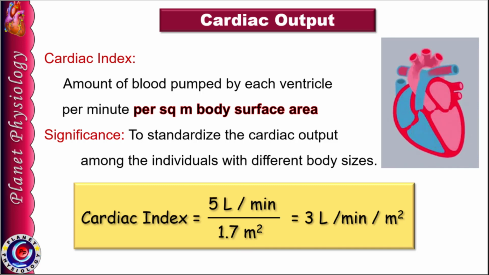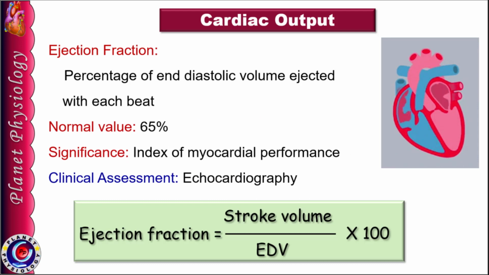Another terminology to remember here is ejection fraction. We have already studied this in the cardiac cycle, but let us quickly revise it. It is the percentage of end diastolic volume ejected by the ventricle during each contraction. Normally, ejection fraction is about 65% and is considered an index of myocardial performance. Hence, cardiologists routinely assess it by echocardiography.